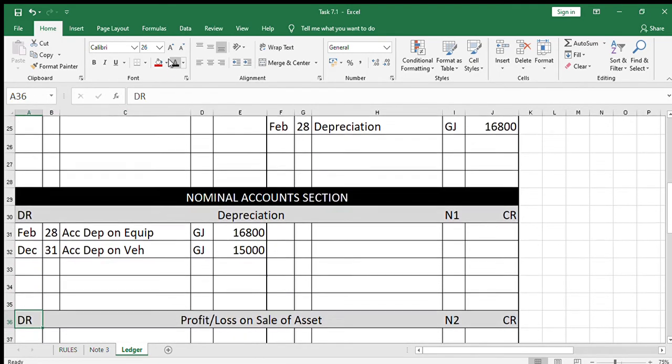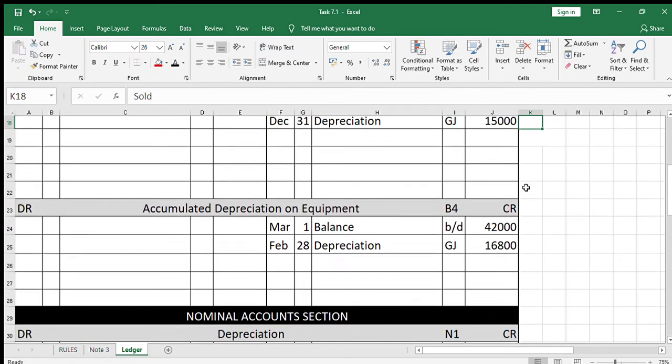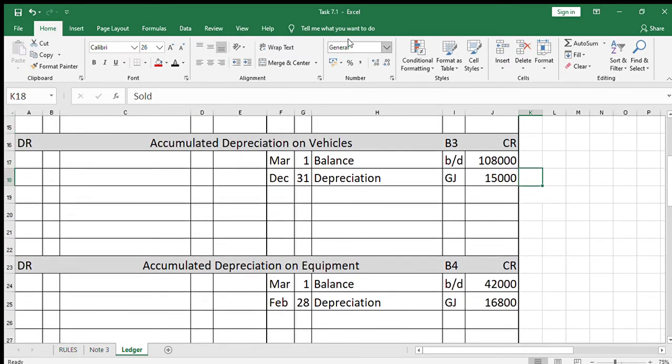So remember, depreciation is normally calculated at the end of the year, but because this asset was sold during the year, it would have to be calculated on that date. If you would like to, you can put a note on the side here that this is the depreciation on the sold asset. So in a nutshell, sold.